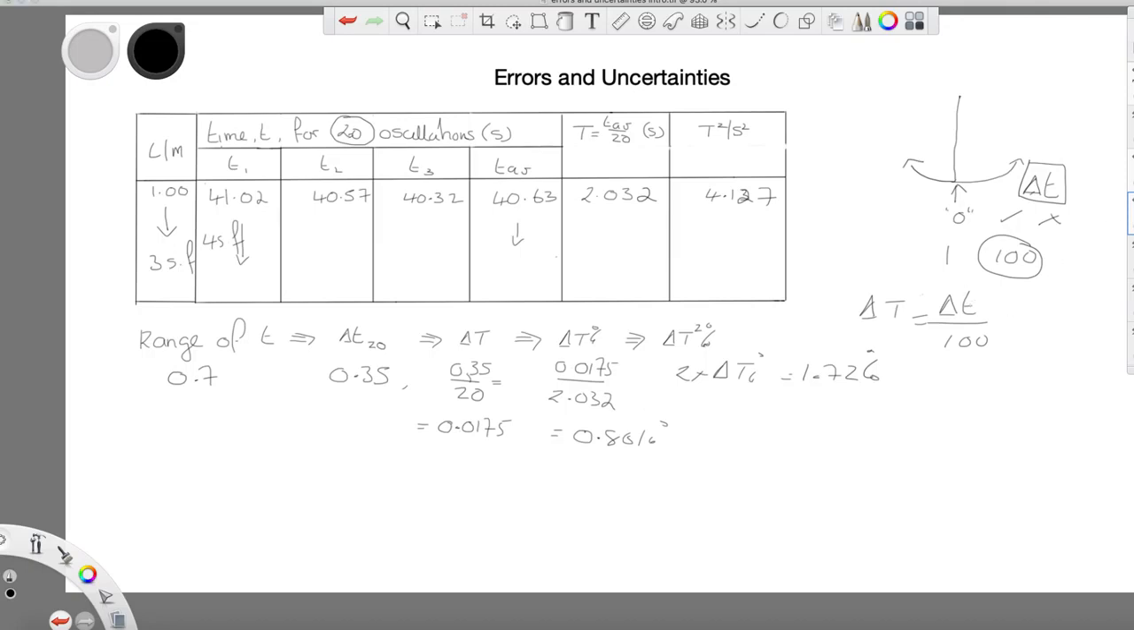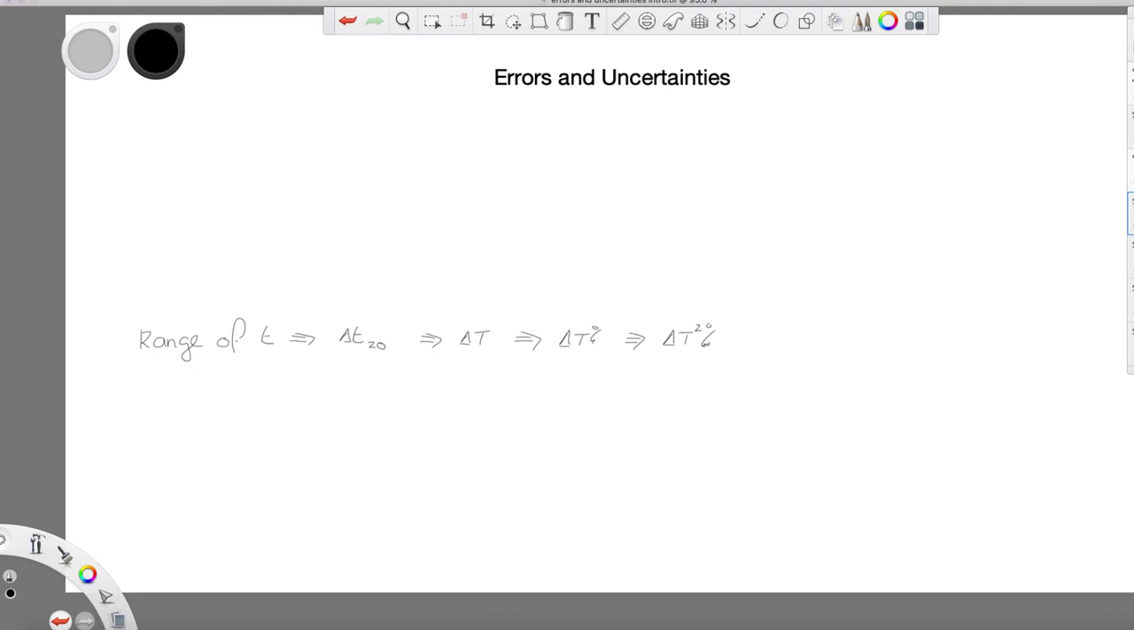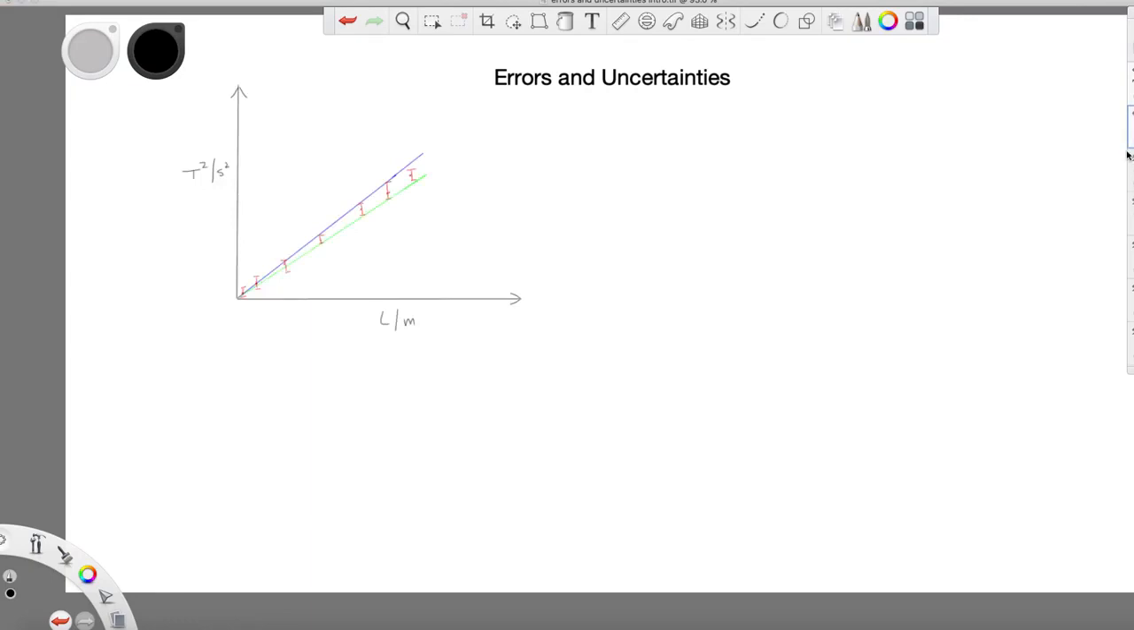Now another way to look at uncertainties is graphically. So imagine you've taken all your data, you've got all your values of t squared, you've got your values of L, you plotted your points. Let's call this graph 2, and let's call this one graph 1. So what I have done here is I have drawn the error bars.